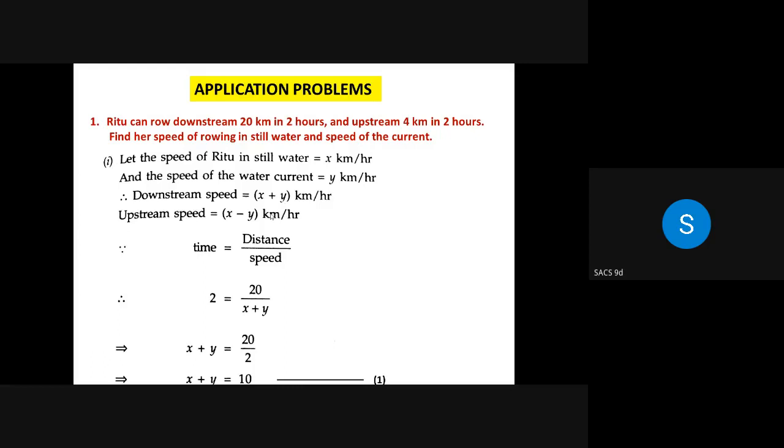Upstream speed, on the other hand, will be x minus y. That is the person's speed minus the speed of the current. So using these two speeds, you will find time. Now time downstream, she's taking 2 hours for traveling 20 kilometers. So time is distance by speed. So that is 20 divided by x plus y. Downstream speed is x plus y. So with that, you will get an equation. That is your first equation. x plus y is equal to 10. So this is your first equation.